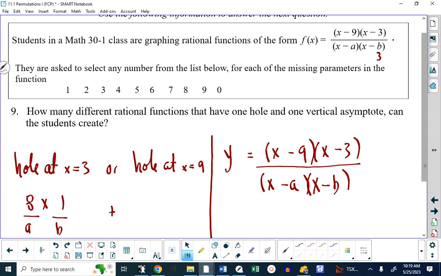Or means plus, and we repeat the process. What if the whole is at 9? Well, there's one option for b. It has to be a 9. And there are 8 options for where the vertical asymptote is. So we get 8 plus 8, which is 16.